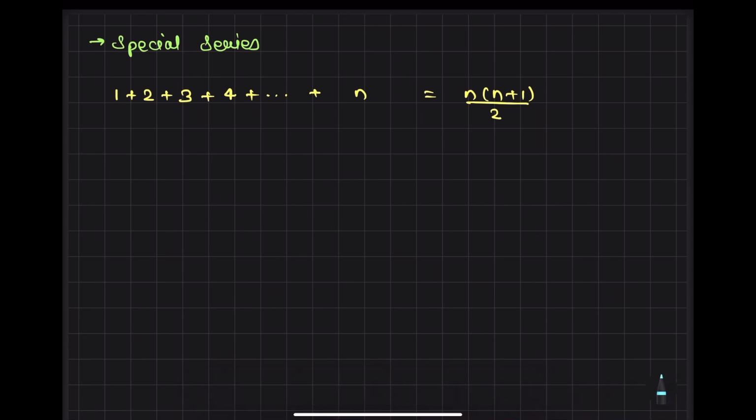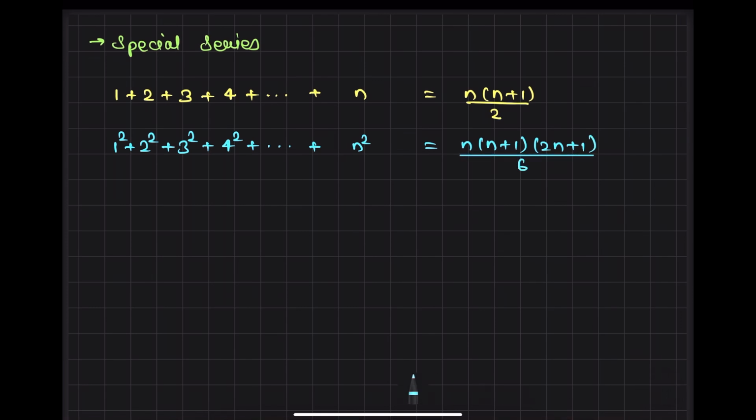Then we have the second result as the sum of squares of first n natural numbers. So 1 square, 2 square, 3 square, 4 square, dot dot, n square. So what is this? This is the sum of squares of first n natural numbers. So the answer will be n into n plus 1 into 2n plus 1 by 6. So this is the second result that you have to memorize.